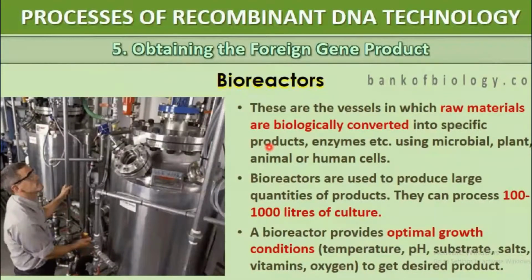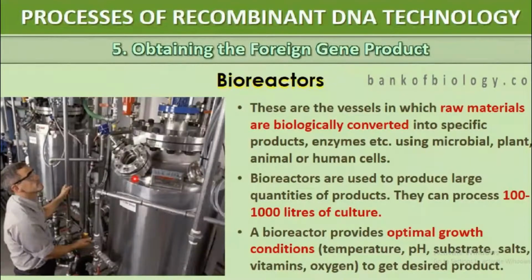Then how do we get the foreign gene product? In order to get that, bioreactors are used. So what are bioreactors? These are the vessels in which raw materials are biologically converted into specific products, enzymes, etc. using microbial, plant, or human cells. Actually, the bioreactors are used to produce large quantities of products, so that 100 to 1000 liters of culture can be processed. This is a bioreactor.